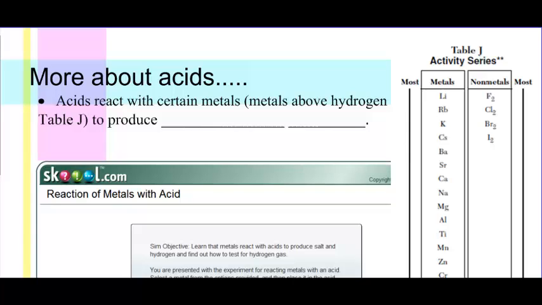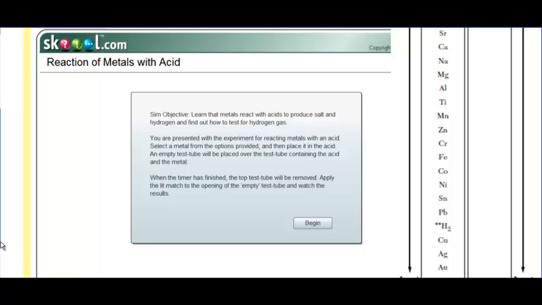Acids, as we know from the Penny Lab as well, react with metals above hydrogen to produce hydrogen gas. We saw that on Table J with our Penny Lab. If you recall on Table J, here's your hydrogen gas. Anybody above it, all of these metals react with acids. That is a single replacement reaction. They kick the hydrogen out of the acid to generate hydrogen gas.